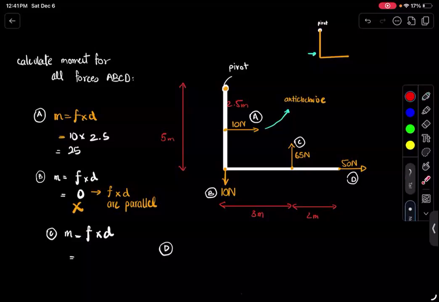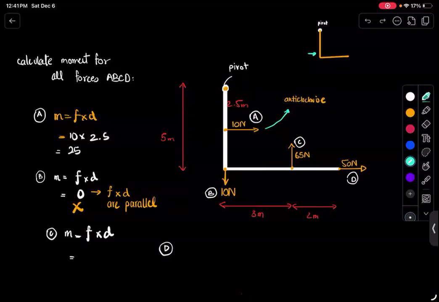What do I take? Do I take 3 meters or 5 meters or 5 plus 3 meters or what? Do we use the Pythagoras theorem to find the... No, we don't need to do that. What do you think, Aris? What do we do? Do we choose 5, 3, 5 plus 3, or is it just 0? I'm not sure about this. Think about the definition.